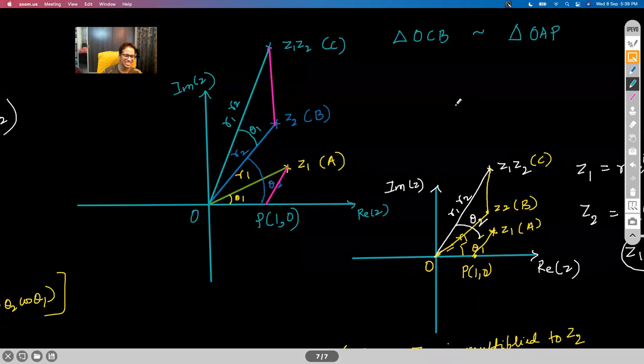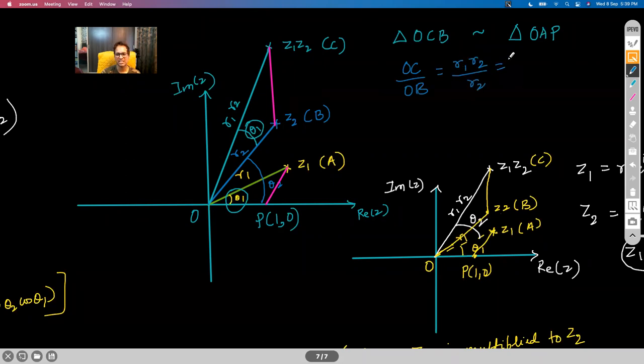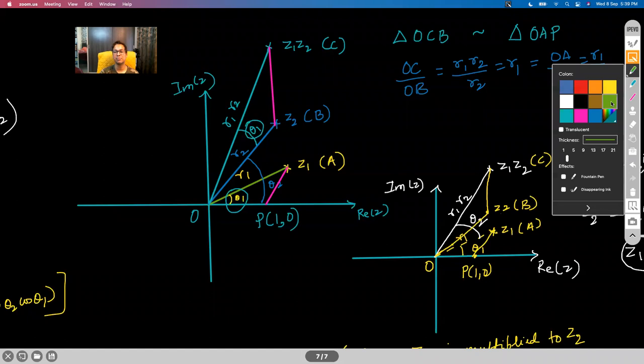How can you say it is similar? Very easily we can say, if this is theta 1, as you can see, the yellow angle here is theta 1, and this is also theta 1. So these two angles are the same, first of all. And if you take the ratio of, let's say, OC by OB, this ratio will come out to be R1 R2 by R2, which is R1. This is the same as the ratio between OA by OP, which is R1 by 1, same, correct? That means the sides are also proportional. So when sides are proportional and this angle is common, that is theta 1 in both places, these two triangles will be similar to each other.